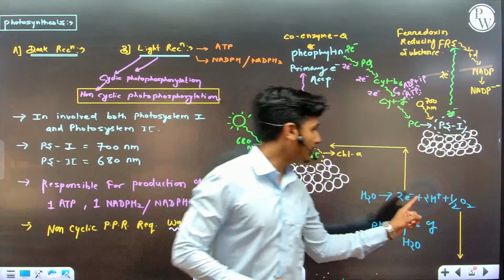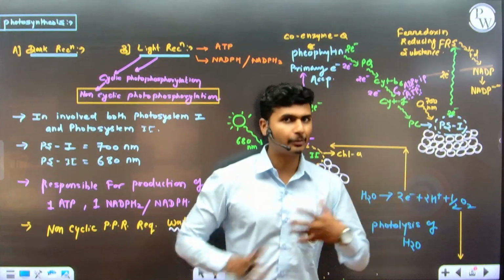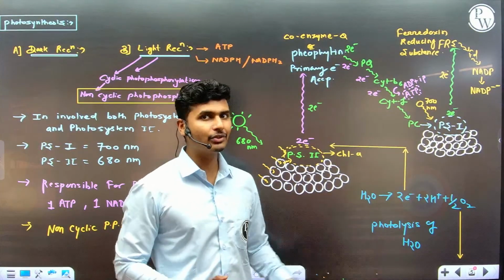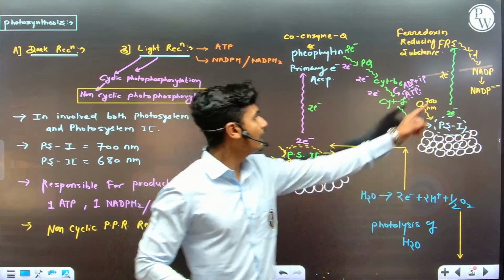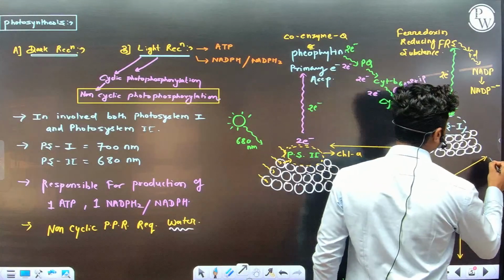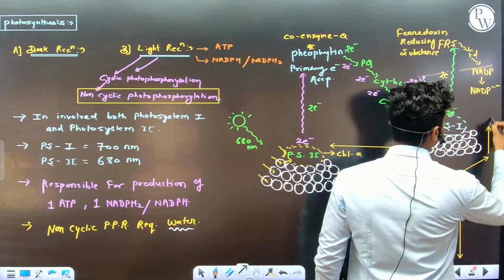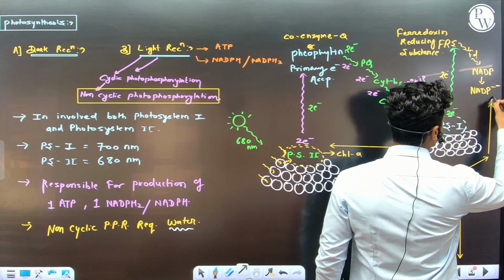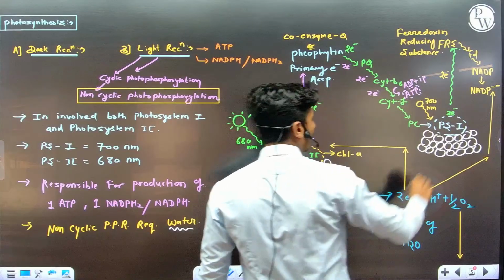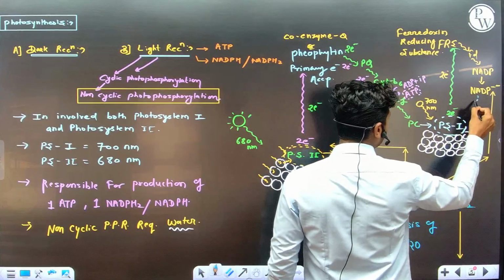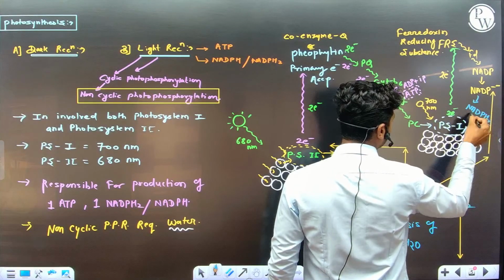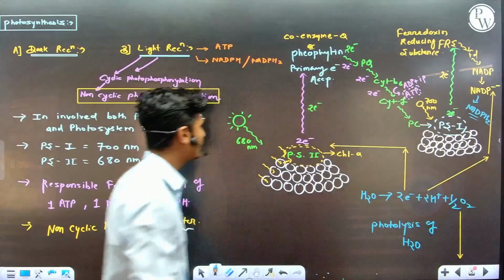Those 2 H plus molecules are the positive charge. And which is the negative charge molecule we have here? NADP di-negative. So directly those 2 molecules of H plus go to NADP di-negative, and it becomes NADPH2. This is exactly what the reaction is.